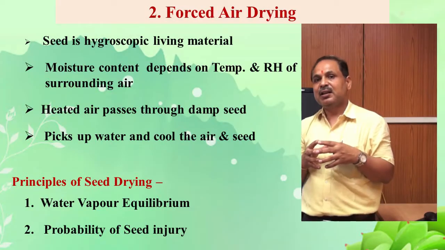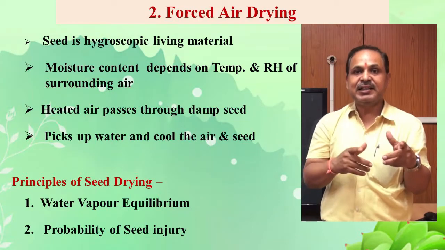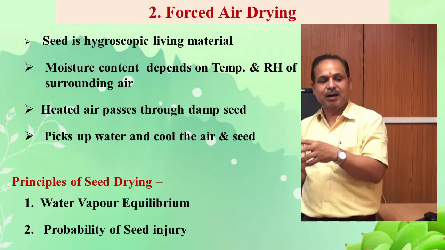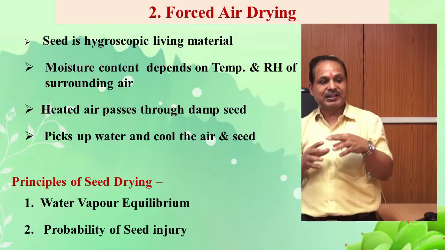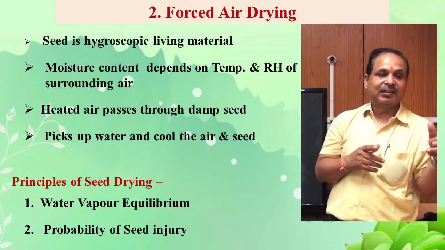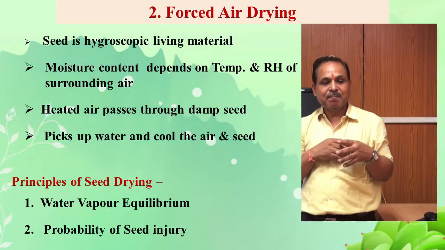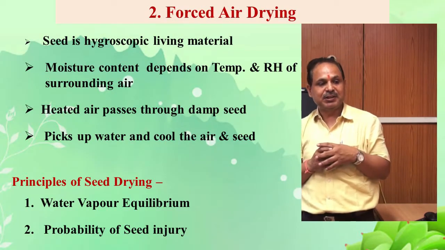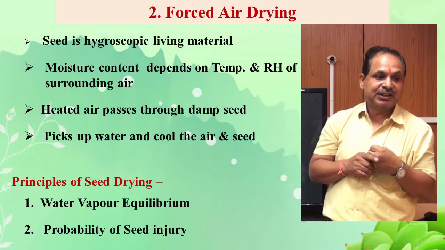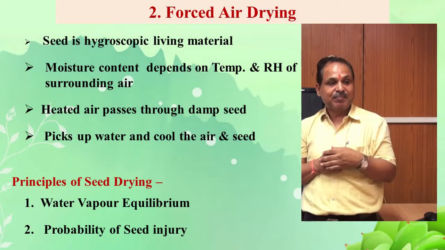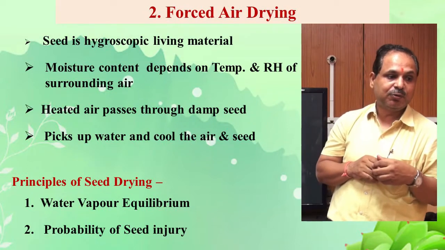In this case, the heated air may be generated by different means, by electric heater or by diesel. We can generate the heat, and that heated air is circulated and passes over the damp seeds, and then picks up water and cools the air and seeds. These are some of the things related to forced air drying.